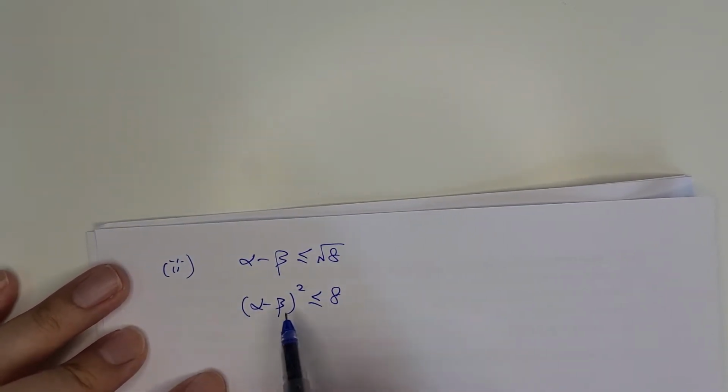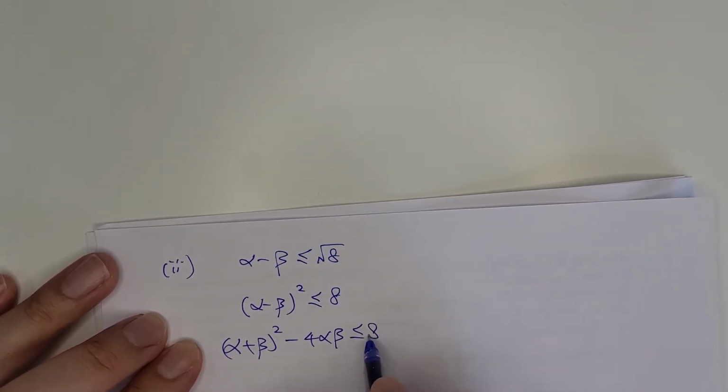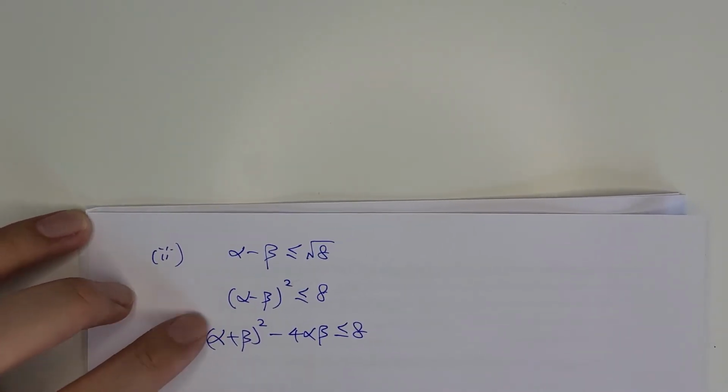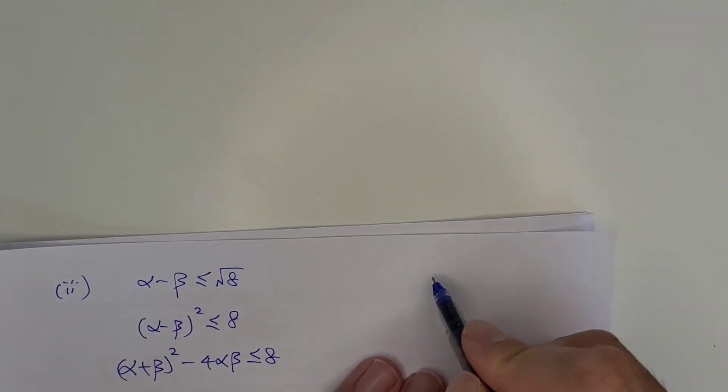So how do we simplify this one? We can simplify it as alpha plus beta all square minus 4 alpha beta directly. Some of you may wonder why we can change to this one. Let me show you.